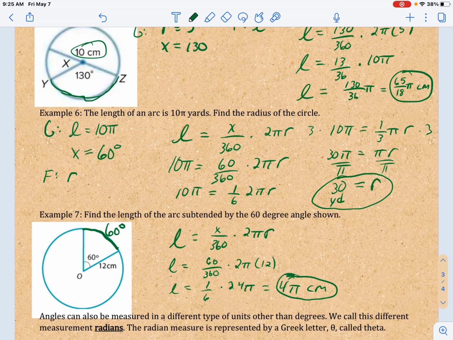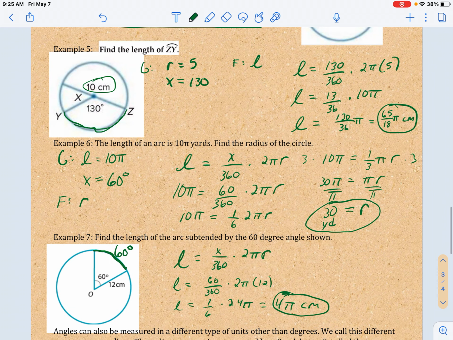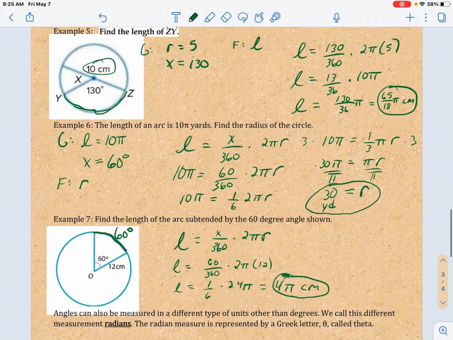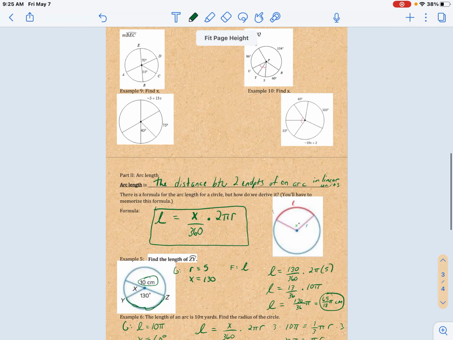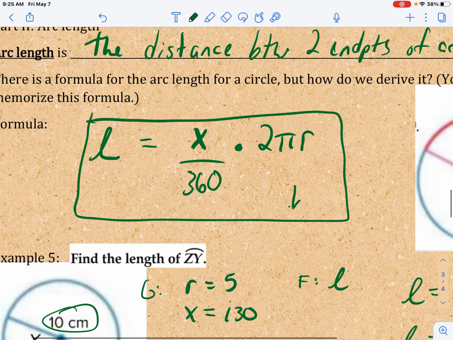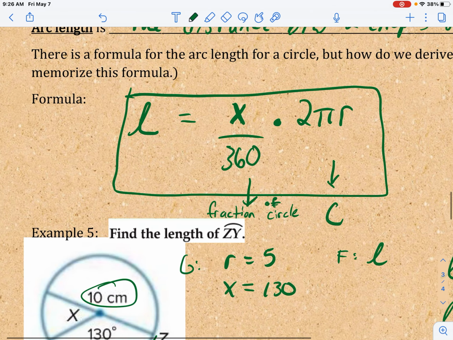Example 5, obviously, it looks pretty crazy. And you could plug it into a calculator if you really want to figure out what that number is. But for most of them, you can just use the formula, right? And the formula's right there. So that's the circumference, and this is some fraction of the circle, in a sense.